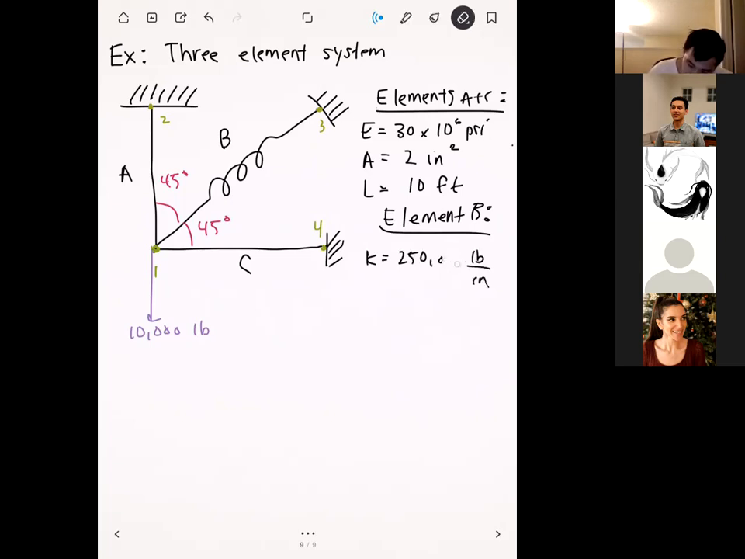And so, you know, here we have our first kind of 2D system. And so what we want to solve for is we want to solve the finite element system for all the nodal displacements.